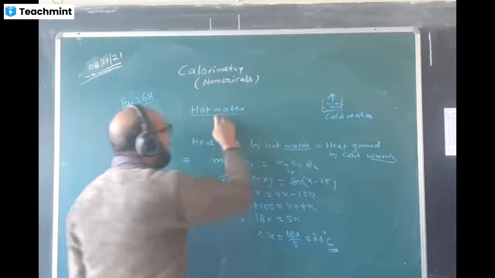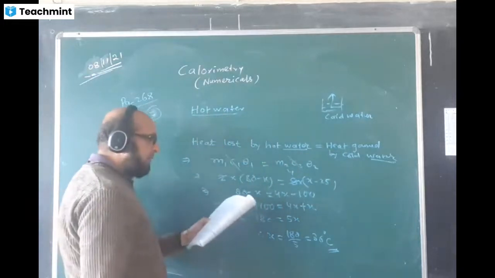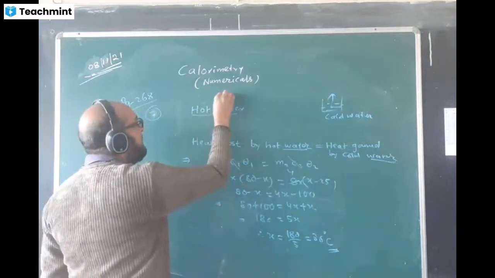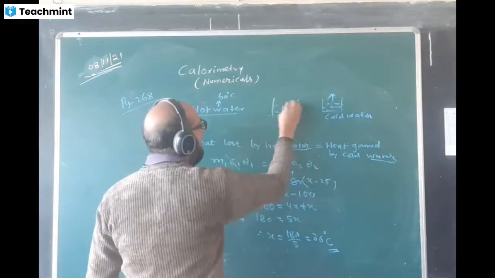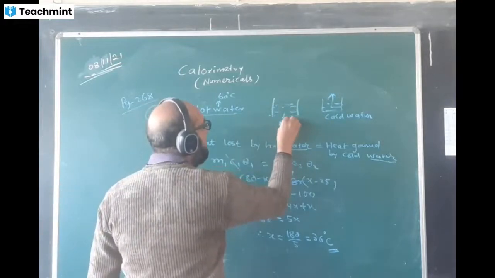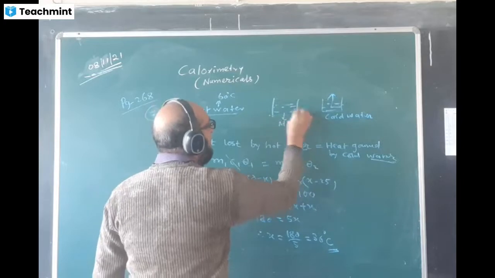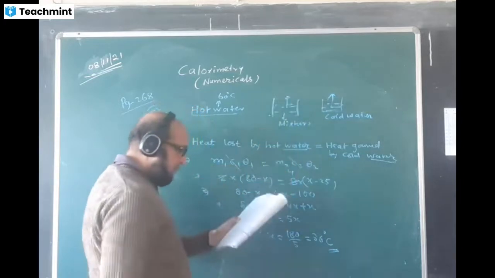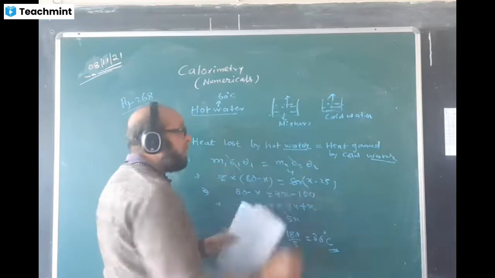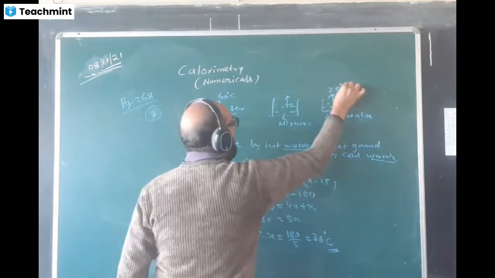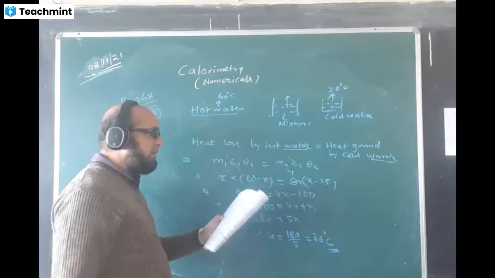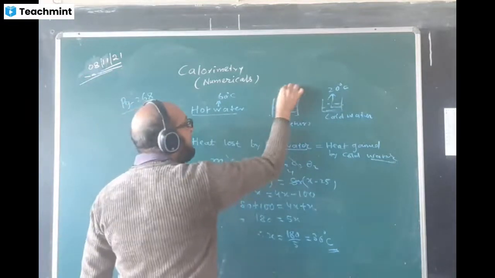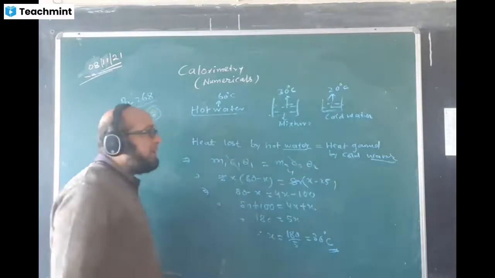Temperature of hot water, I'll write first, 60 degrees Celsius, right on top. And here I'll write mixture. This is the mixture. Temperature of cold water was 20. And after adding hot water into this, the temperature of the mixture becomes 30 degrees Celsius, as the question says.